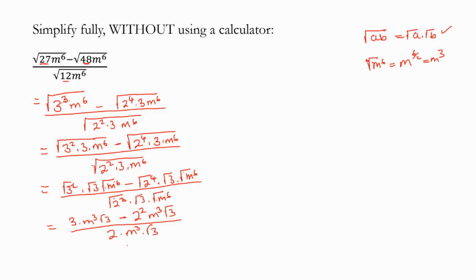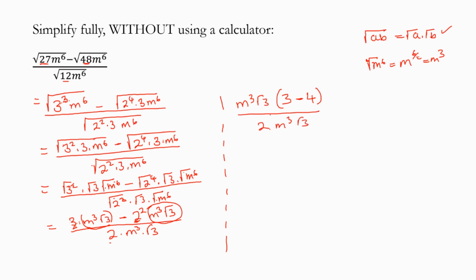And then if you check the numerator there, we have what? We have the highest common factor. We can factor it out, which is this. This is the highest common factor here. We can factor it out. So it becomes m cubed square root of 3. And then we remain with what? 3, isn't it? This 3. And then minus 2 squared, which is 4, over the denominator is 2 m cubed square root of 3.